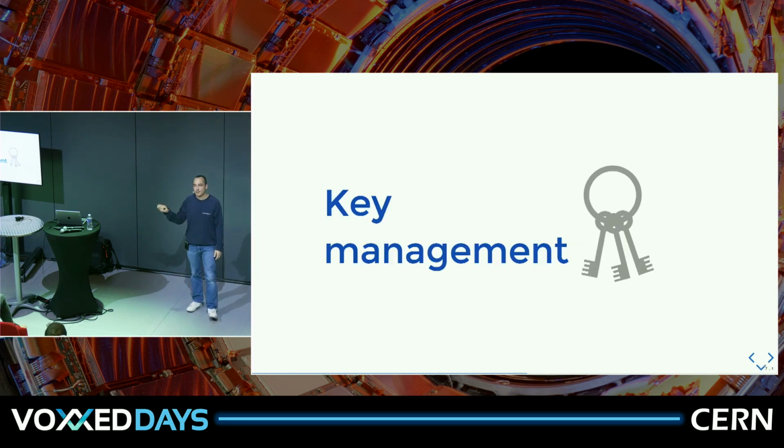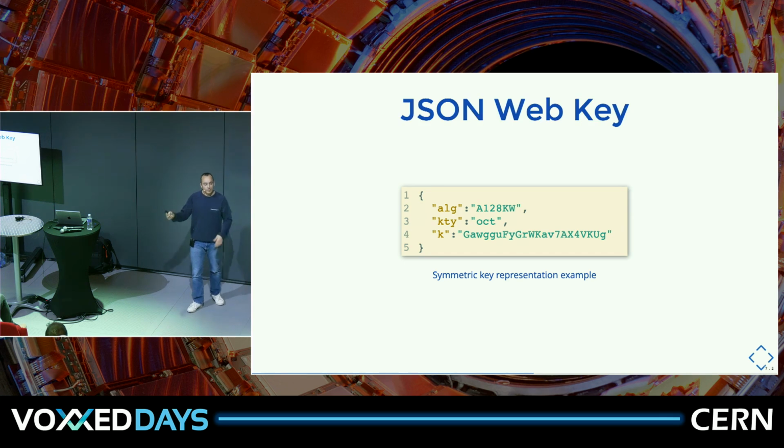Let's talk about key management. You can represent your key like this. Here is only an example of a representation of a symmetric key. Again, there are a lot more properties. First of all, the algorithm, which will be used with the key. The key type, here is octet, so a simple string, but you can have, I don't know, RSA or elliptic curve, for example. And finally, you have the key.